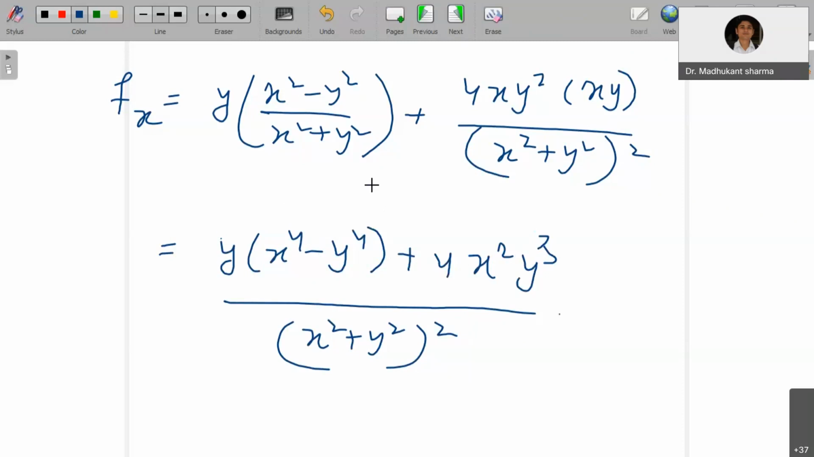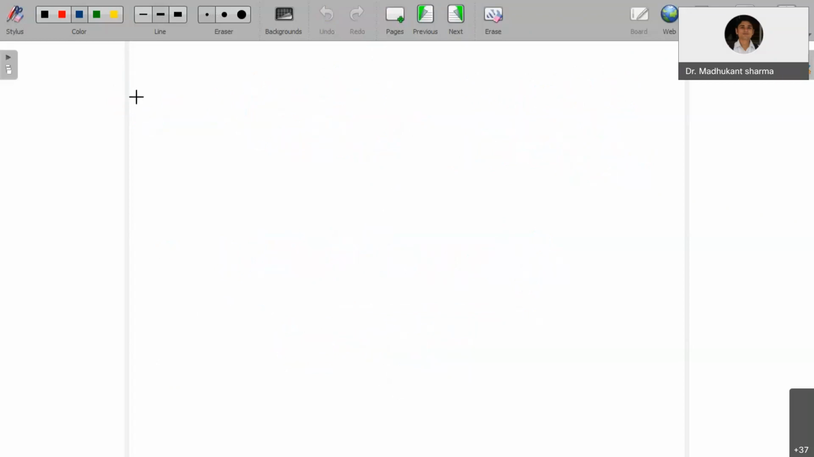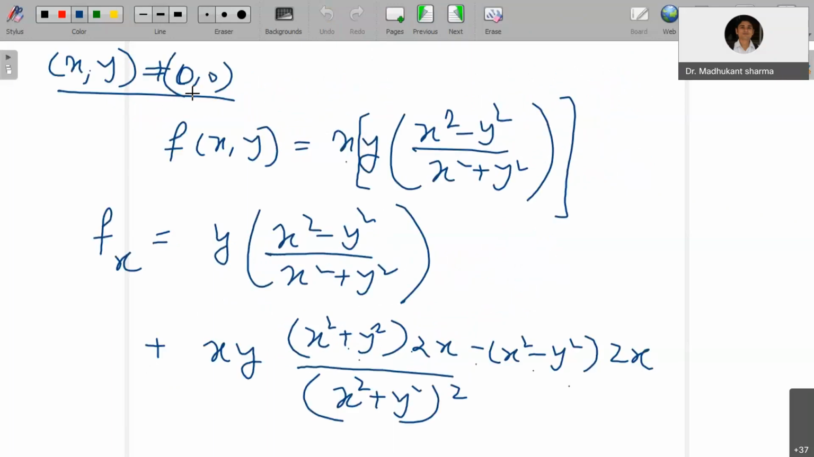So I'm going to write this in a simple form now. Here I can replace it with 4 times x square y cube. Now, what is fy? For fy, you have to differentiate partially with respect to y. So you have this one now. Again, you have to follow a similar manner, but some things will change in the second term.